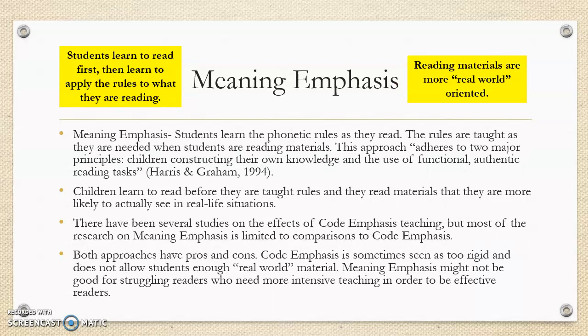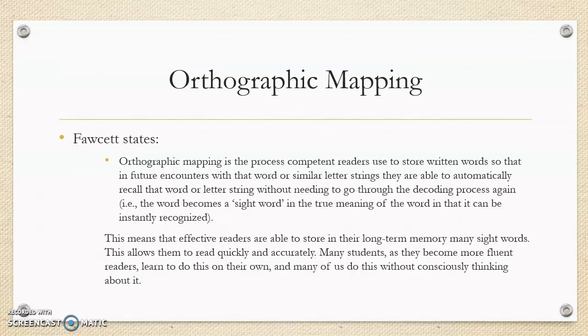And meaning emphasis is where students learn the rules as they read. They're reading, they learn to read, then they're taught the rules as they go along. There have been several studies on the different ones. They both have pros and cons. Code emphasis is seen as too rigid sometimes and doesn't allow students enough real-world material, while meaning emphasis might not be good for struggling readers who need intensive teaching in order to be effective readers.